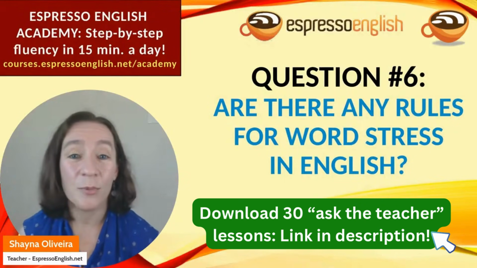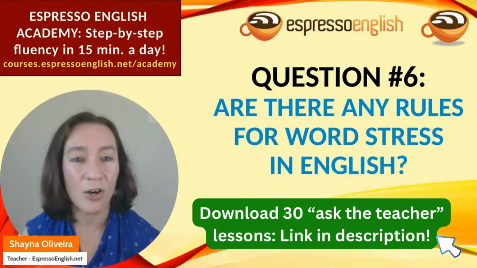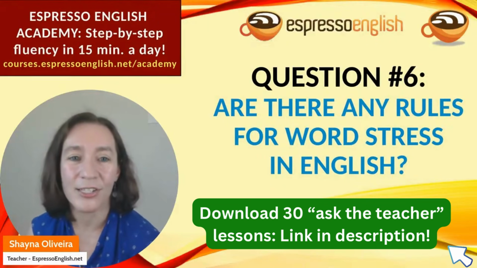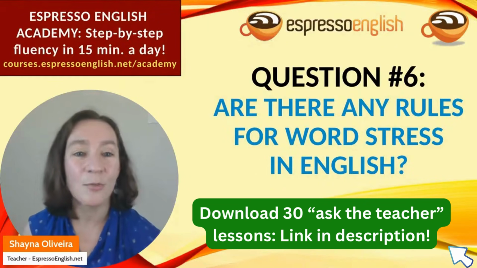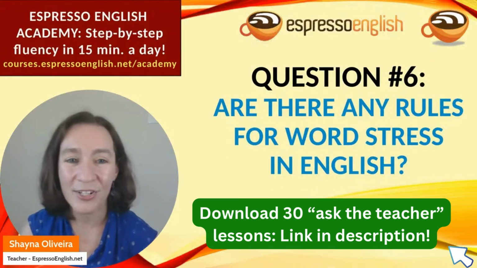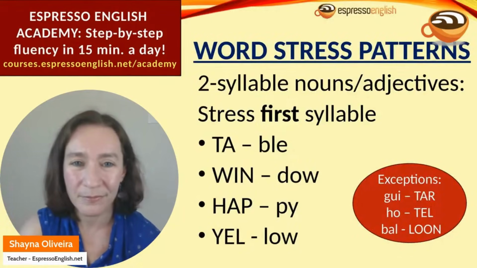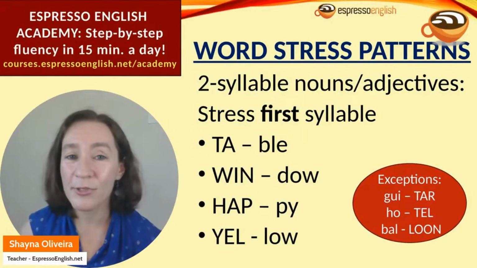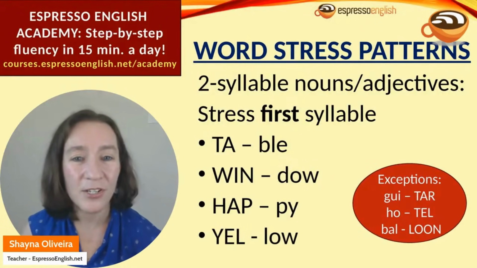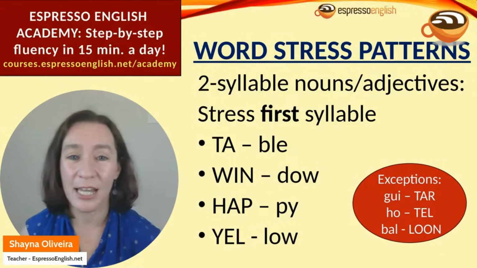And that's why the pronunciation and spelling rules are so inconsistent. Now, there are a couple of patterns. I'm going to show you just a couple patterns, but I'm also going to show you some exceptions. So that's why I'm calling them patterns and not rules. Like when we have a two-syllable noun or a two-syllable adjective, we usually stress the first syllable. So we have table, window, happy, yellow, okay? Stress on the first syllable for two-syllable nouns and adjectives.